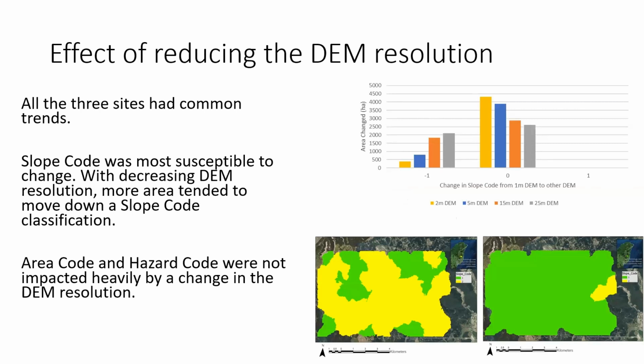You can see as you're reducing your DEM resolution, we're getting a lot more area moving down a slope code. So in this diagram, it's mostly in 2. That's with a 1 meter DEM input. And then with the 25 meter DEM input, it's almost entirely moved to 1. The area code and the hazard code were not influenced substantially by the DEM resolution.